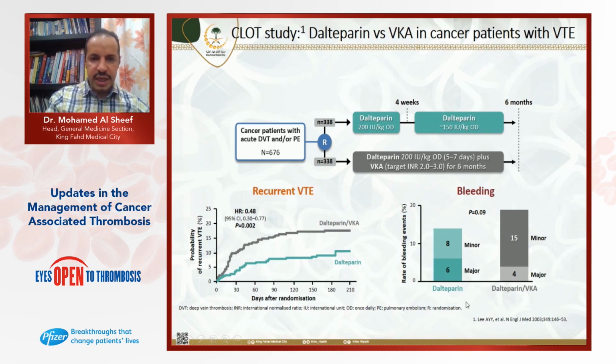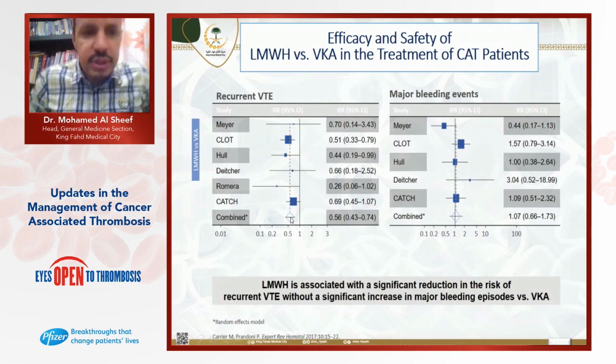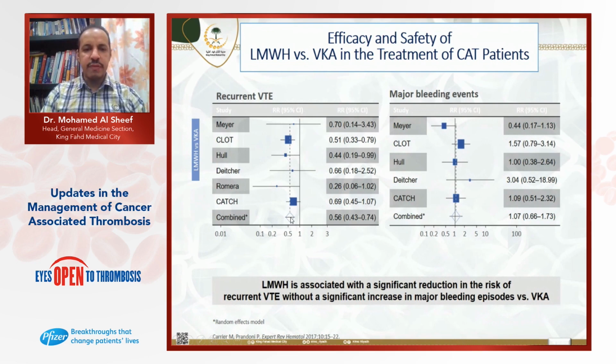This is with this and other trials. This is the Meyer study, they used enoxaparin. Lee used dalteparin, Hull, Deitcher, and also CATCH used tinzaparin. This is a meta-analysis, and this is a forest plot. All showed significant reduction in the risk of recurrence of VTE, and the composite endpoint shows about 50% reduction in the risk of recurrent venous thromboembolism. The bleeding was not significant; it crosses the line of unity. There was no significant increase in major bleeding. So based on this, you know that LMWH is the standard of care for cancer-associated thrombosis.